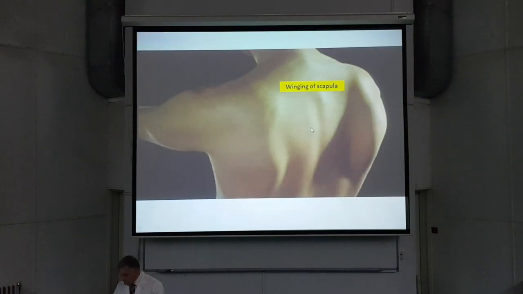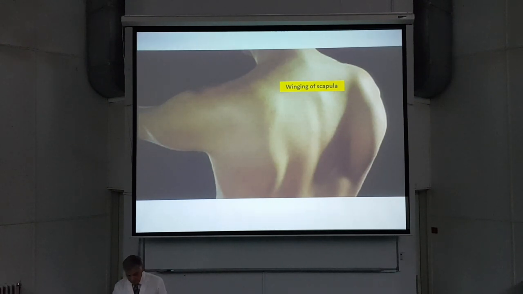This person has what's called winging of the scapula. The scapula, like on this normal side, should be stuck to the posterior chest wall. Here the scapula is winged, just like having a wing. The muscle that does that is the serratus anterior. Serratus anterior muscle, it's called the boxer muscle because it pushes the arm forward.